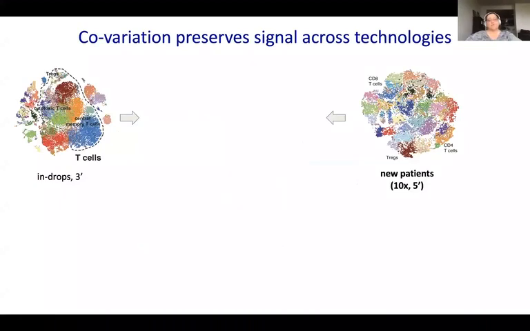Covariation really helps us preserve signal across technologies. So here's another example. The original data for the paper we collected while I was still at Columbia using InDrops, which is a 3' technology, with 8 patients that were shipped from Memorial Sloan Kettering to Columbia.